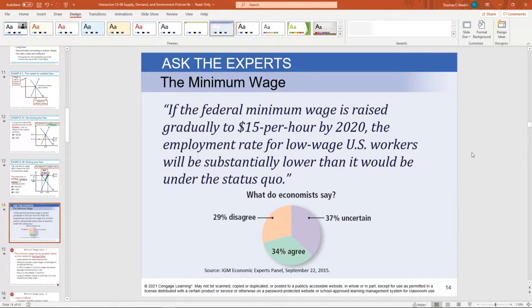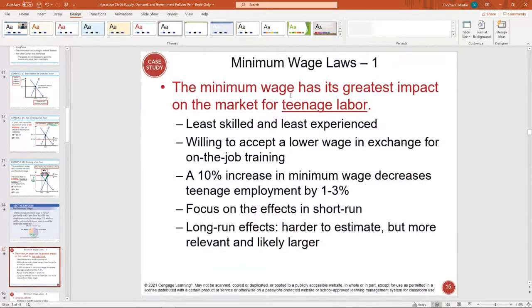Now, when we looked at the rent controls, there was just about unanimous standing there. The minimum wage has the greatest impact on the market for teenage labor, the least skilled and least experienced. When they accept the lower wage in exchange for on-the-job training, a 10% increase in minimum wage decreases teenage employment by 1 to 3%. And we tend to focus on the short run, but on the long run, it's hard to make any assumptions. Because if these individuals are truly there to acquire skills and knowledge to move up, if we don't track them continuously, we don't know the true long run effects.